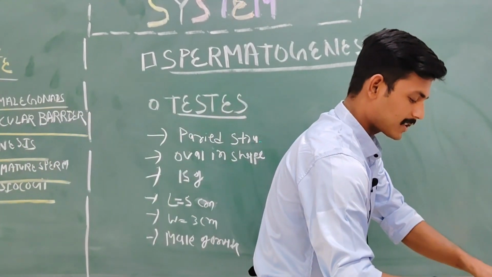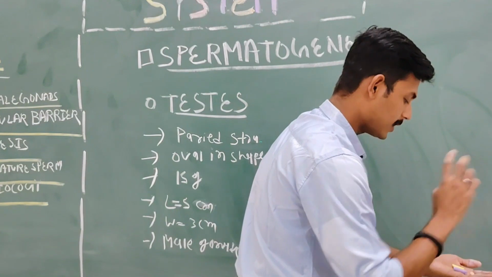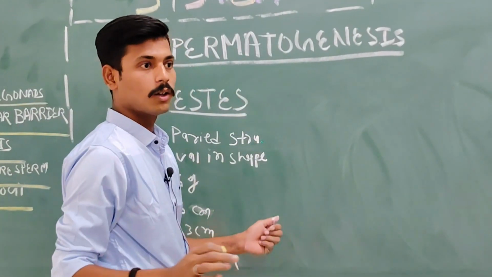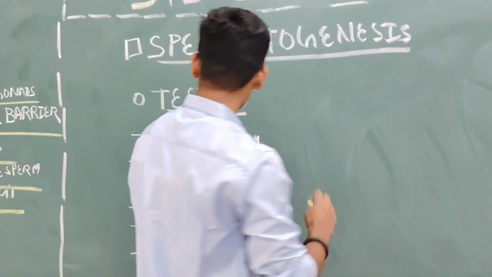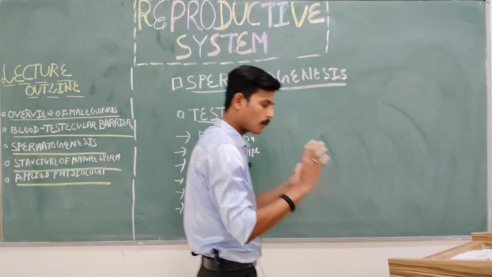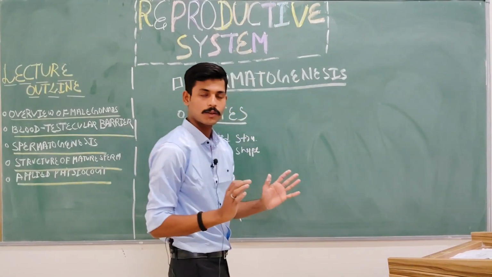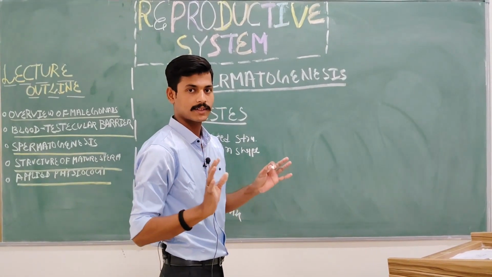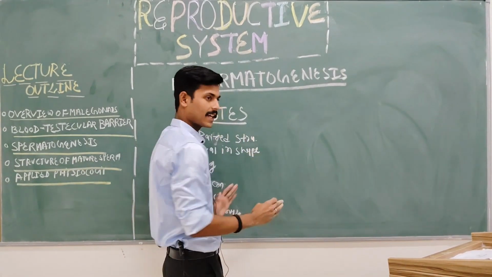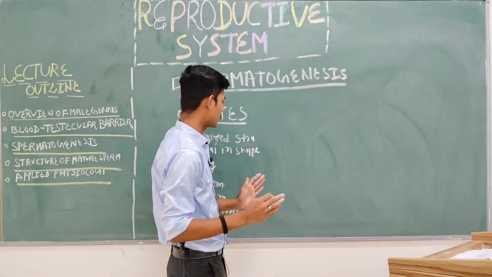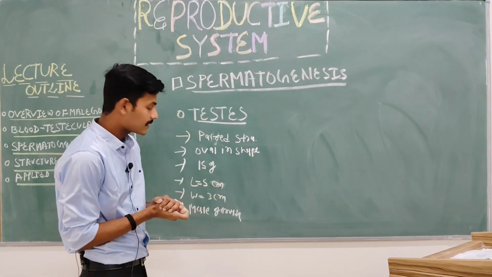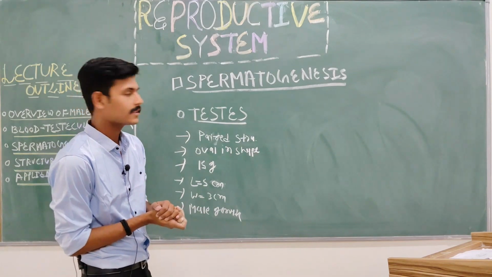I am discussing fast just because today our main discussion is about spermatogenesis. I am just brushing up your old concept. So now first we draw the structure of the testis and discuss its parts. Now, for the testis, as I said, it's oval in shape, and it is considered a male gonad.